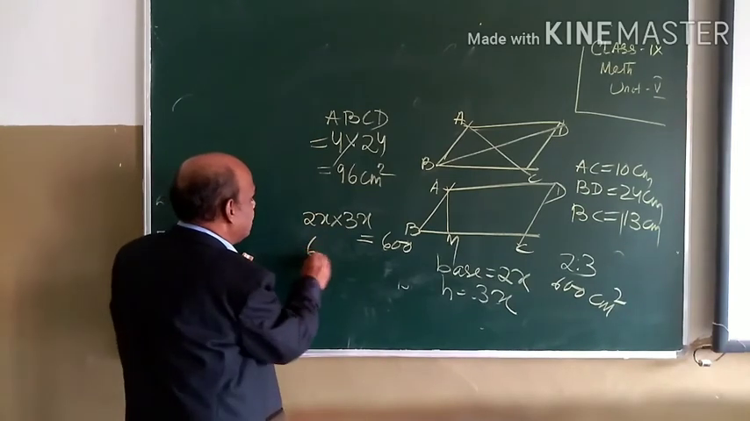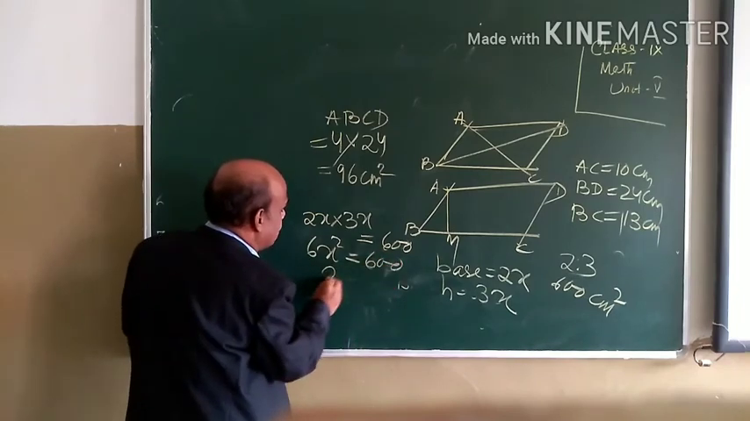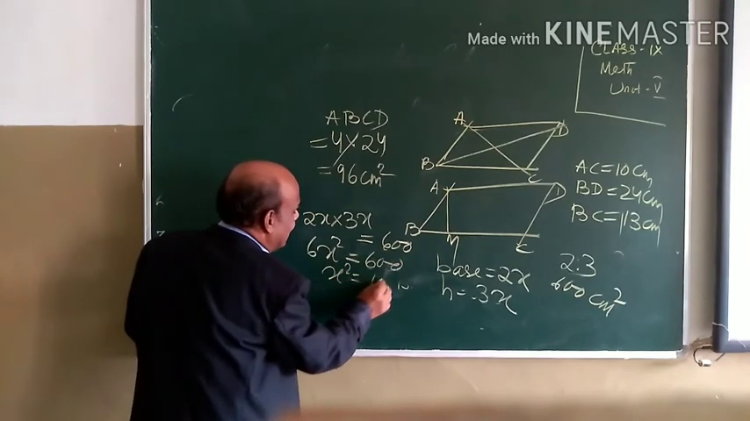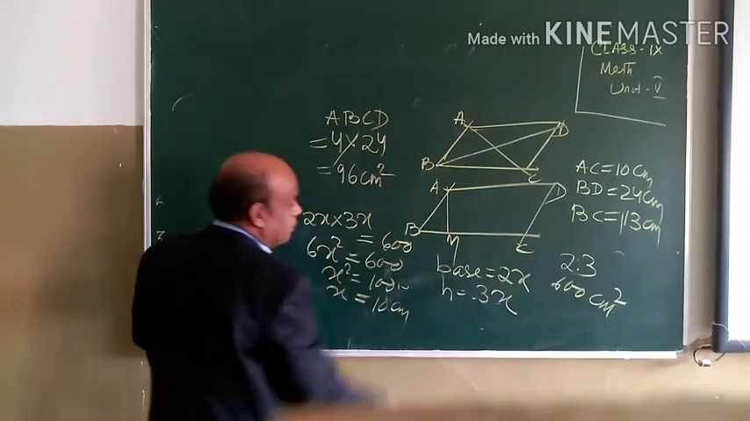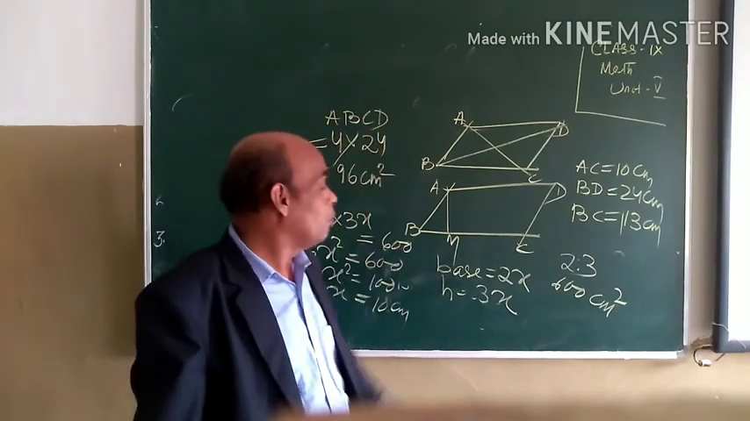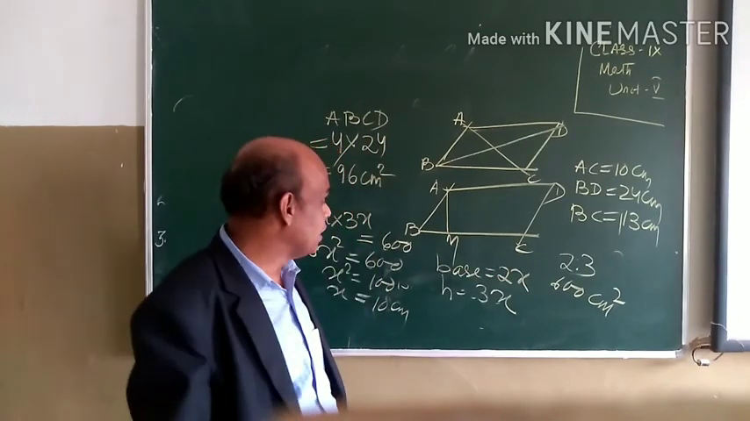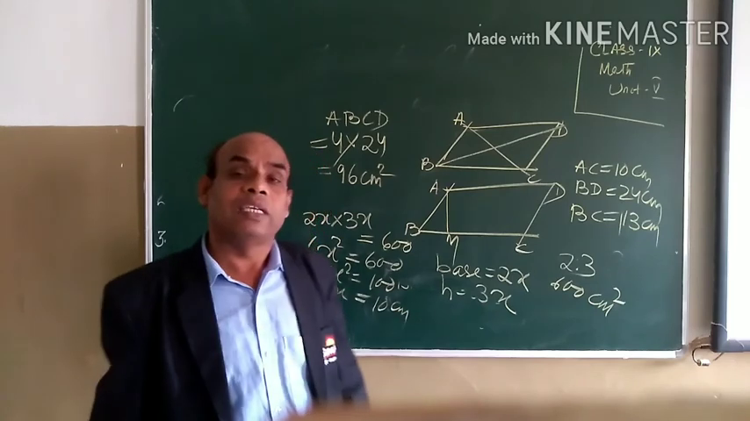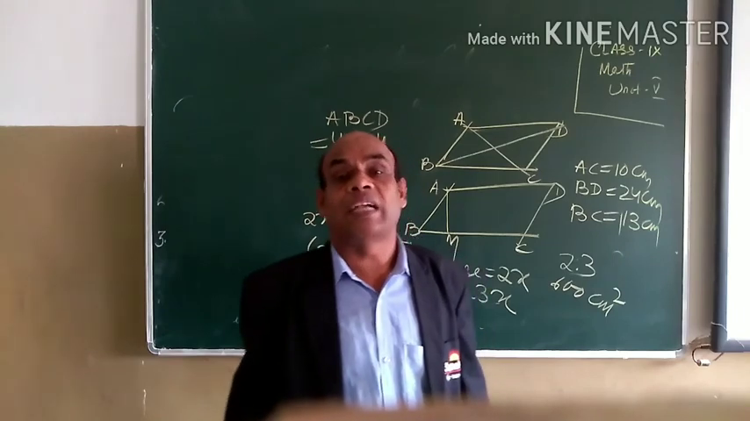So you can say 6x square is equal to 600. So x square you got 100 and x value you got 10 centimeter. If x is 10 centimeter, so what is the base? Base is 2 into 10, that is 20 centimeter. Similarly h is equal to 3x, so 3 into 10, that is 30 centimeter.